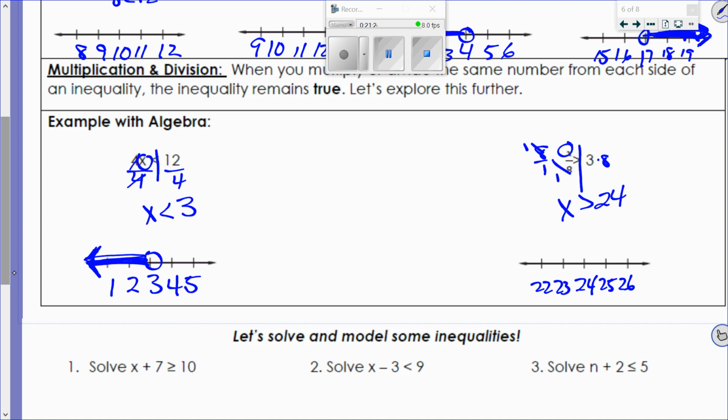Is 24 greater than 24? No. So open circle. Is 25 greater than 24? Yes. And don't forget to color in the arrow.